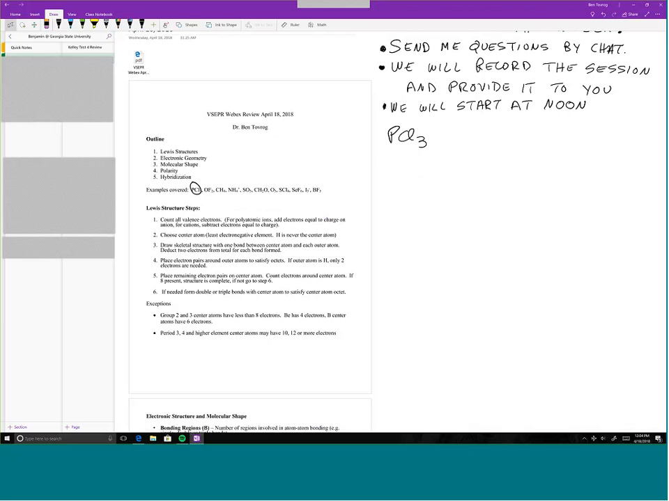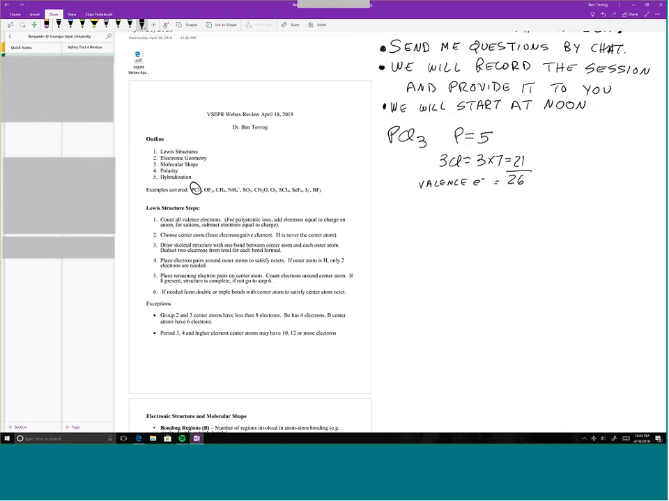Okay, step one, count all the valence electrons. Well, as you recall, the valence electrons is given by the group number. Phosphorus is in group 5. There's 3 chlorines in the molecule. Chlorine is in group 7. So 3 times 7 is 21. So the total count of valence electrons in the molecule is going to be 26.